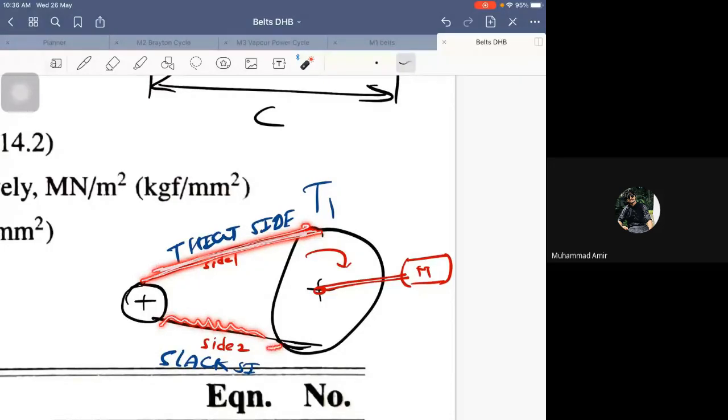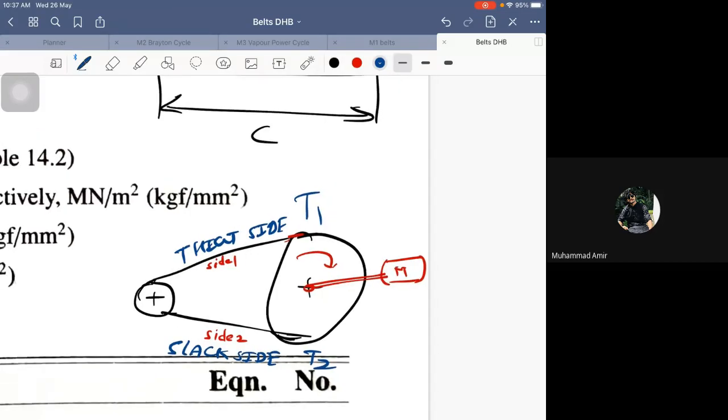Now, that's why this is called the slack side. And the tension here is known as T2. Is that fine? Any doubts here? What do you mean by tight side? What do you mean by slack side? Any doubts? No doubts, sir.